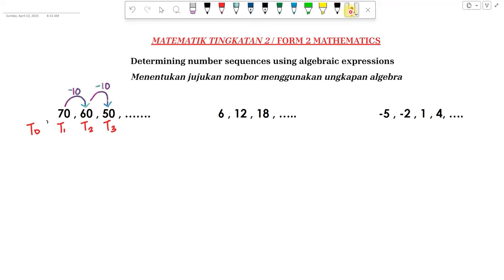Kalau ke kanan, kita tolak 10, bermakna kalau nak ke sebelah kiri, kita kena tambah 10. So, 70 plus 10 will give us 80. So this is our 0 term.